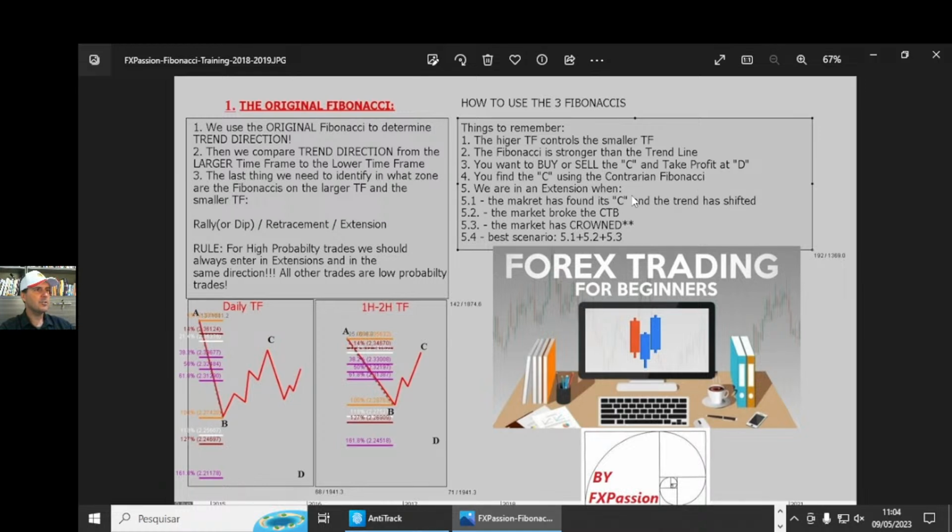We are in an extension when the market has found the C, the market broke the counter trend line break, the market has crowned if you want, everybody. Best scenario 1 plus 2 plus 3.